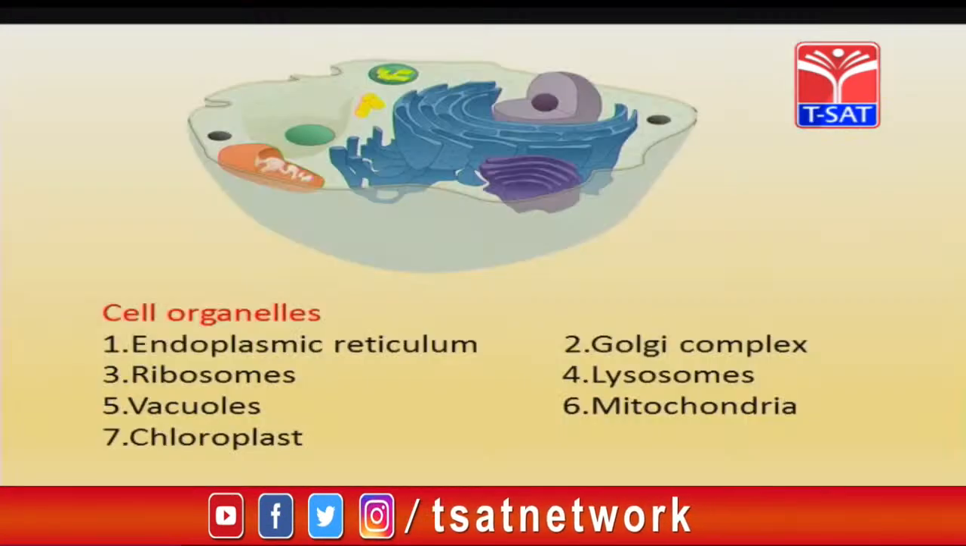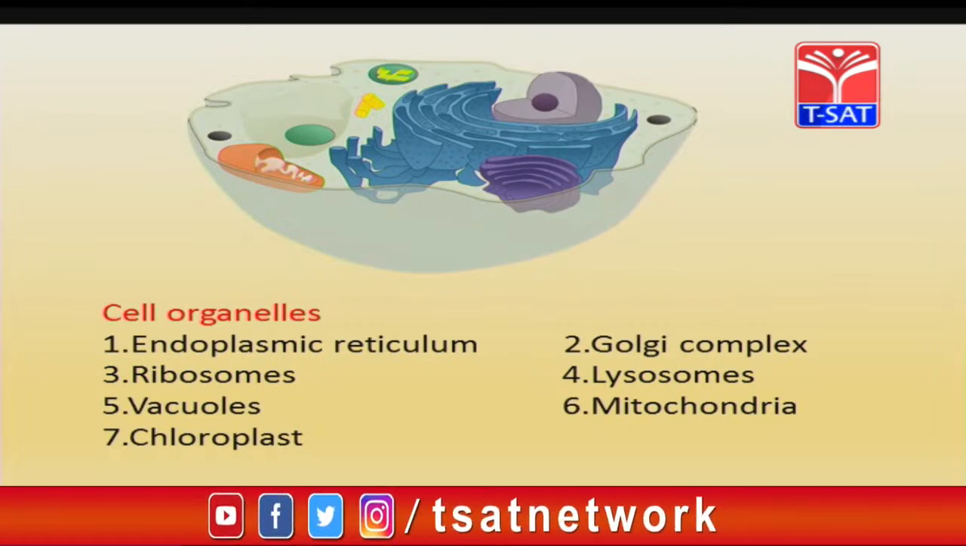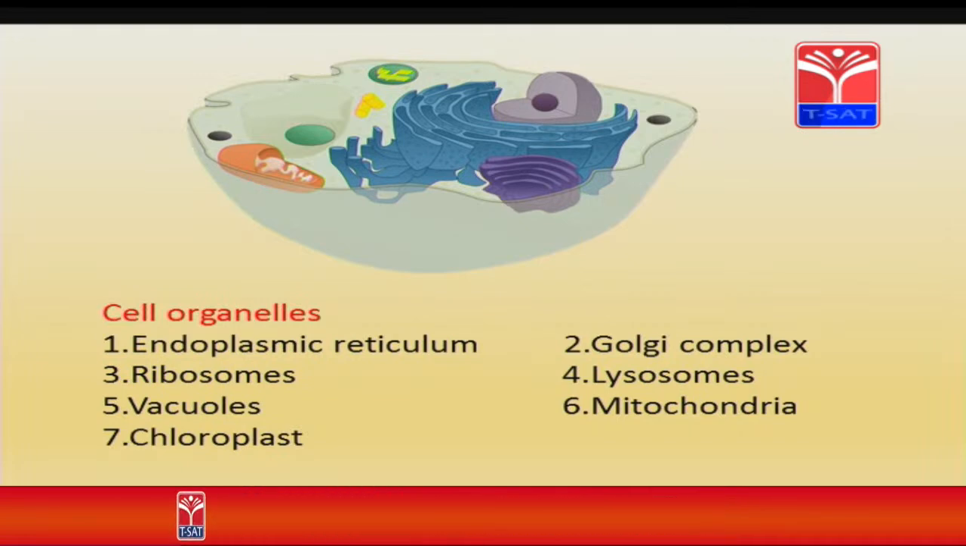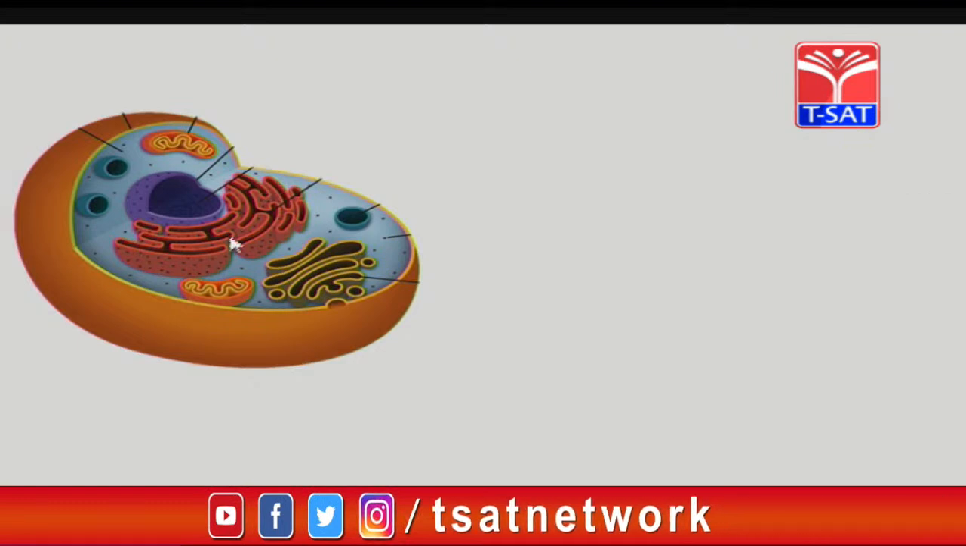Cell has cell organelles within it which perform different life processes. Cell organelles are endoplasmic reticulum, Golgi complex, ribosomes, lysosomes, vacuoles, mitochondria, chloroplast. Now children, let us learn about the structure and functions these cell organelles perform in detail. Observe this diagram of the cell. Here you can see the endoplasmic reticulum near to the nucleus.